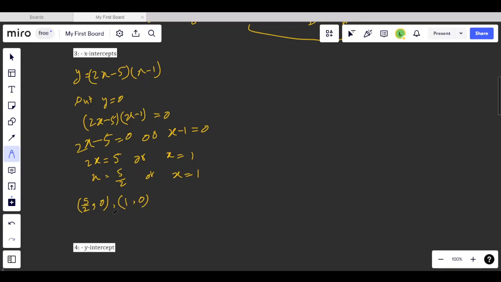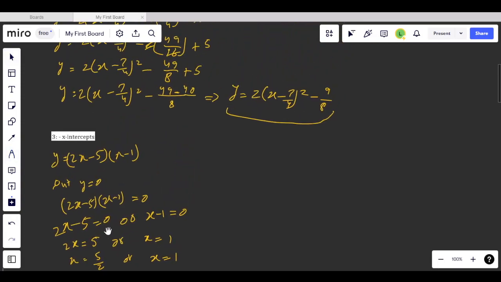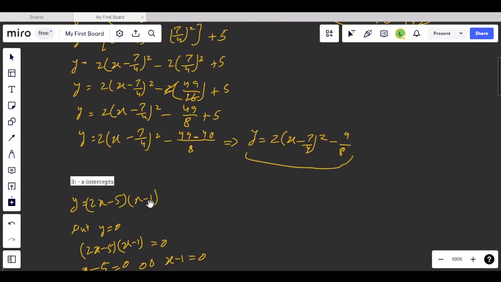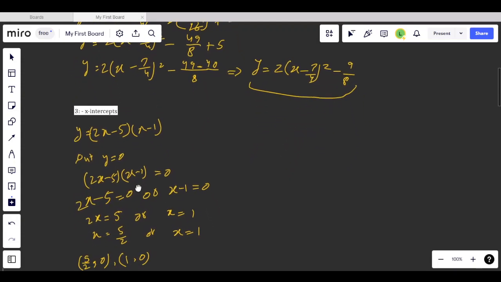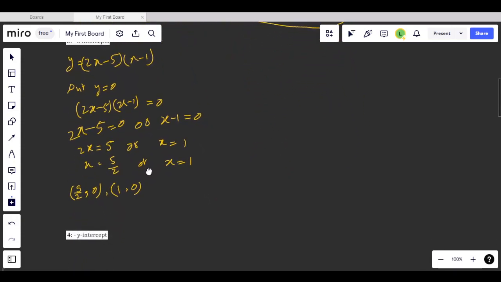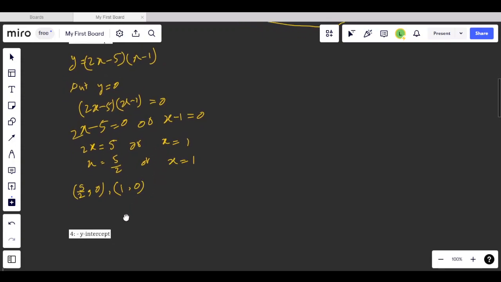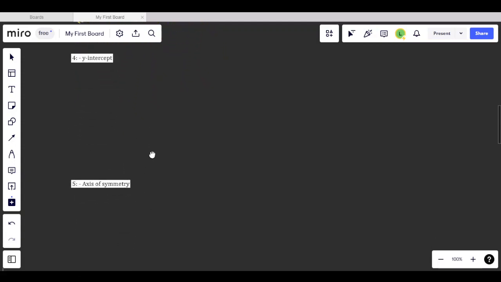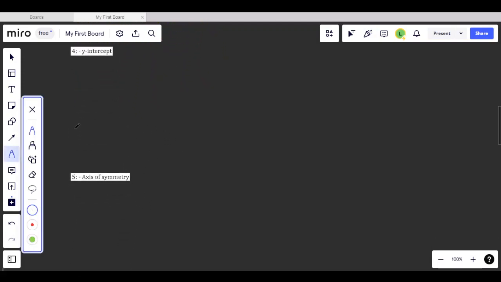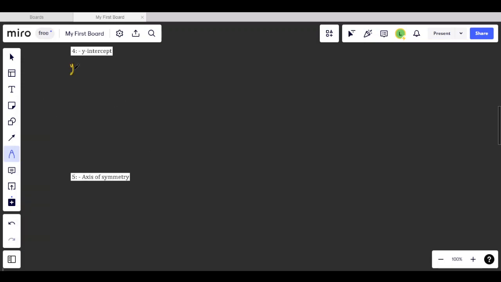Now let's move to finding the y-intercept of the quadratic function. We can use this ordered pair, or we can also use the standard form. Whatever you prefer, the procedure is the same. Let's use this ordered pair to find the y-intercept. The ordered pair is y is equal to 2x minus 5 into x minus 1.